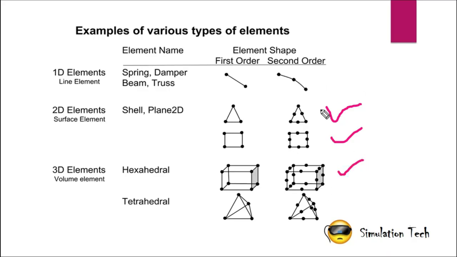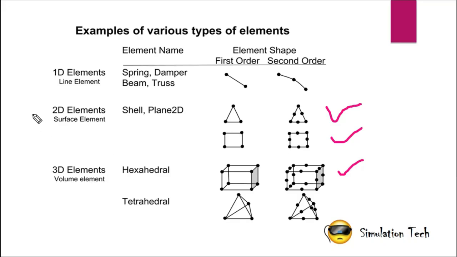That is due to the size of the stiffness matrix. If you want to solve a 1D problem, for example springs, dampers, beams, and truss problems, these problems usually use one-dimensional elements.